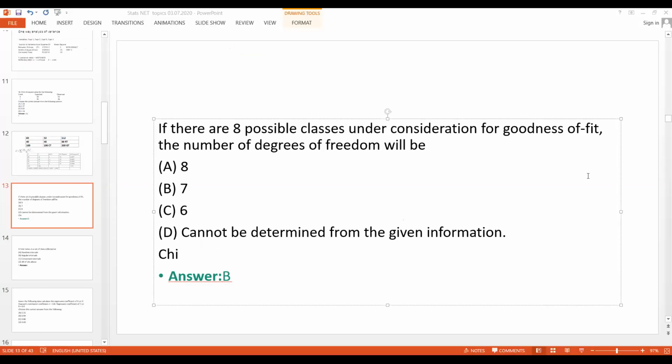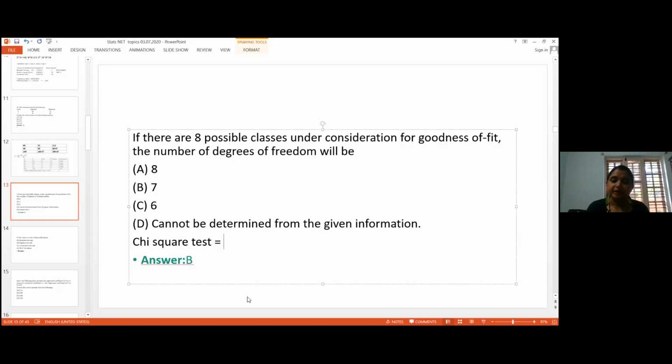Usually it is a chi-square test that we will be using for goodness of fit. If we are using that chi-square test of goodness of fit, then we will have degrees of freedom to be k minus 1, for k number of classes. Number of classes minus 1, generally, most of the time.